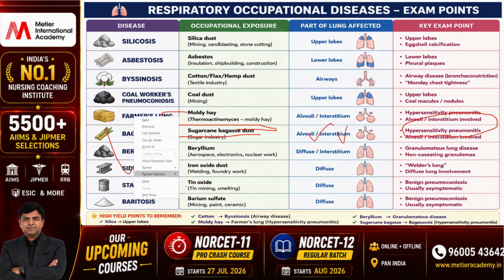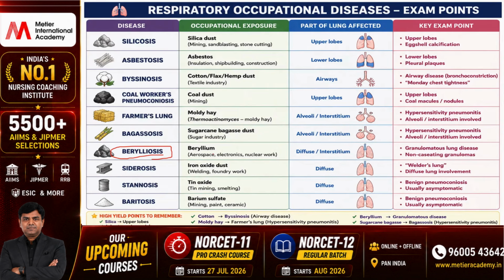The next one is berylliosis. Okay, right? So what is happening in berylliosis? The person is exposed to beryllium chemical. This chemical is commonly used in aerospace. Okay, so if they are exposed to beryllium, what is happening? Beryllium is a light metal. It is going to accumulate in the lungs.